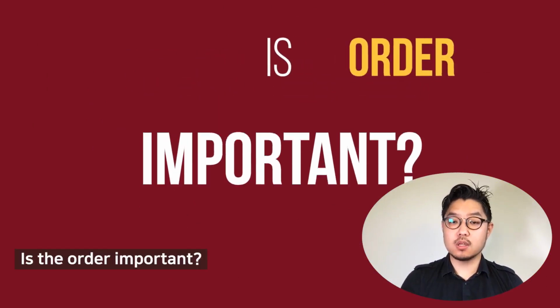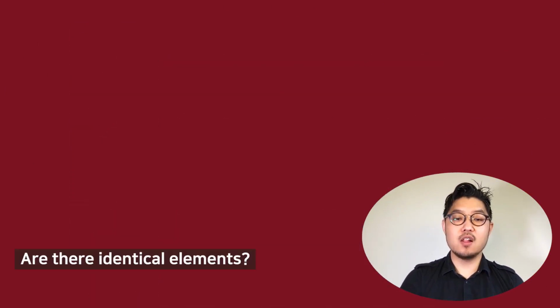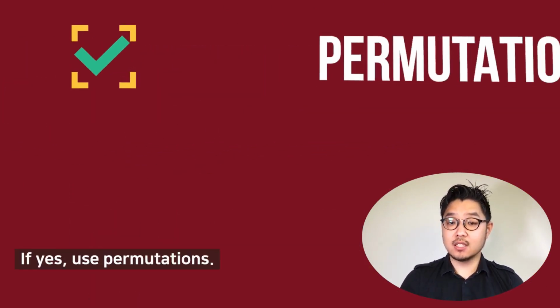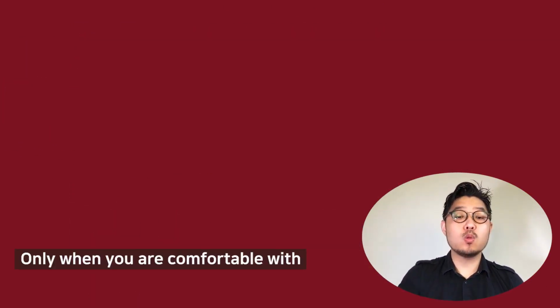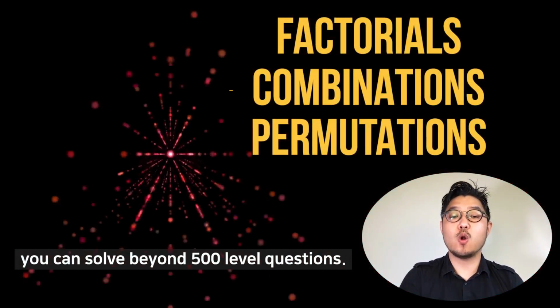So remember 2 things. Is the order important? If yes, use permutation. If no, use combinations. Are there identical elements? If yes, use permutations. Only when you are comfortable with factorials, combinations, and permutations, you can solve it beyond 500 level questions.